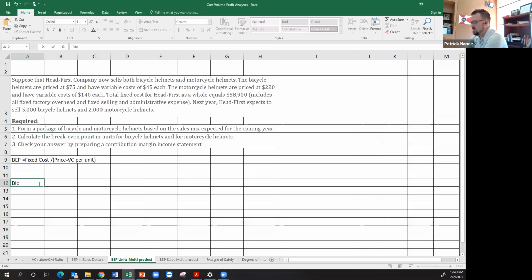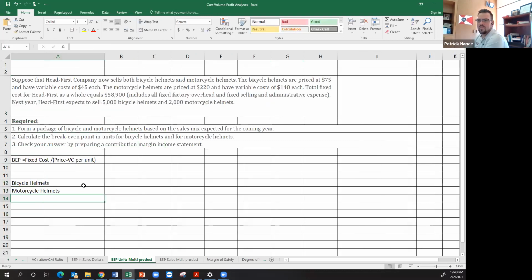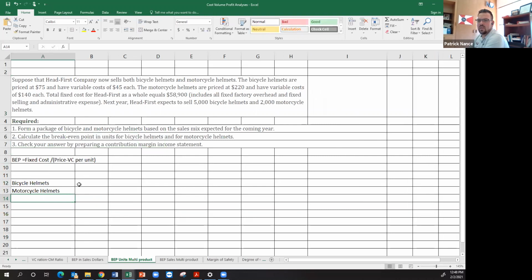Motorcycle, bicycle, we'll put on top. Both bicycle helmets and motorcycle helmets. Bicycle helmets are priced at $75, so sales price is $75. The variable cost of a bicycle helmet is $45. And motorcycle helmets are priced at $220, and the variable costs are $140 each.